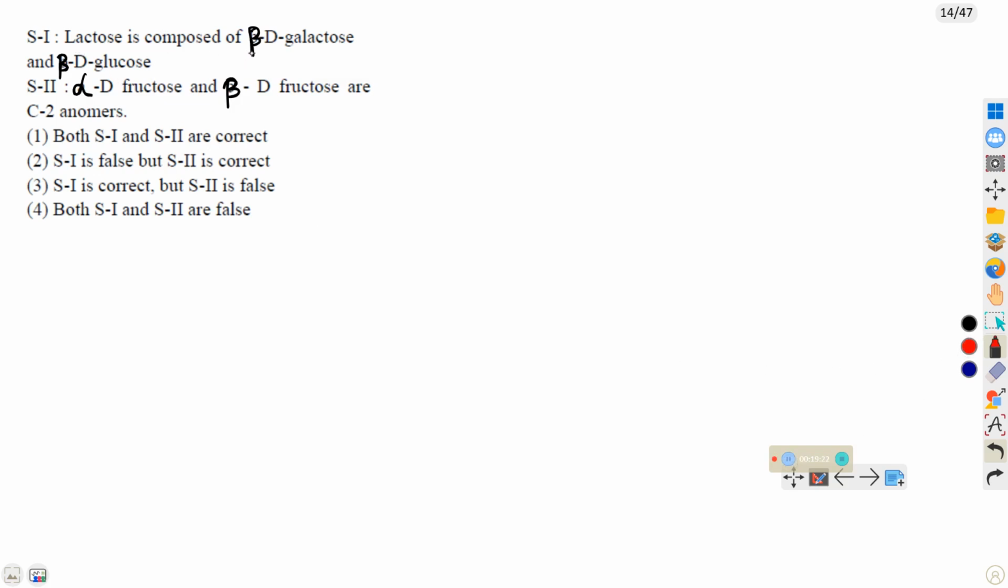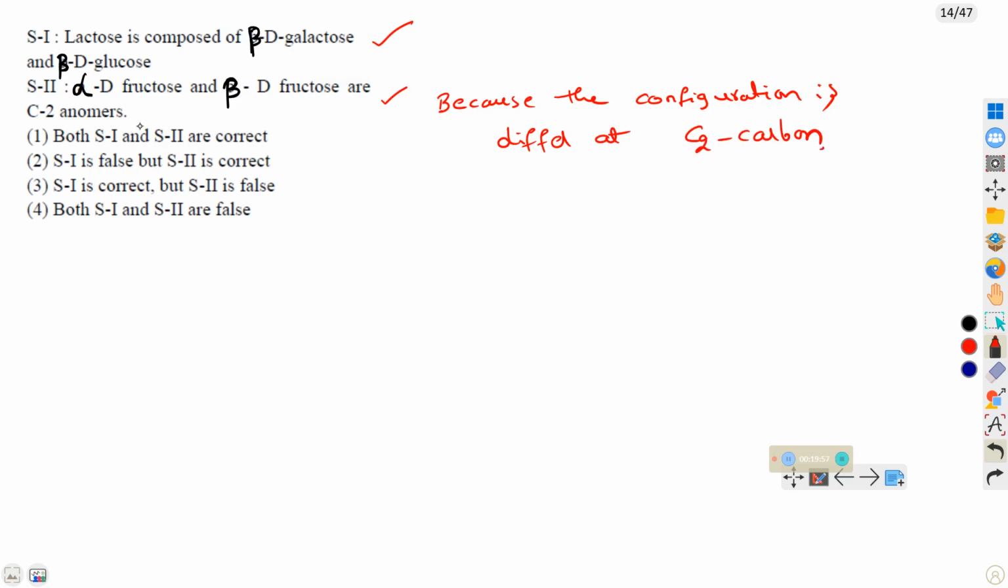Lactose is composed of beta D glucose and beta D galactose. Correct. Alpha D fructose and beta D fructose are C2 anomers. Yes, this is also correct, because the configuration differs at the C2 carbon. Both are correct statements.